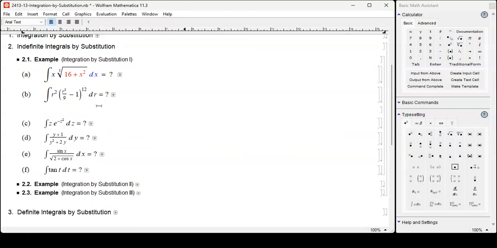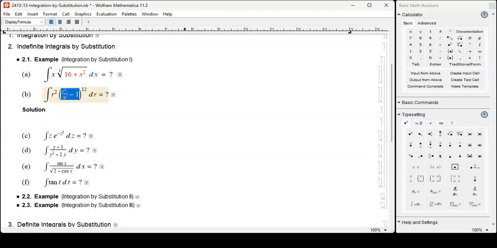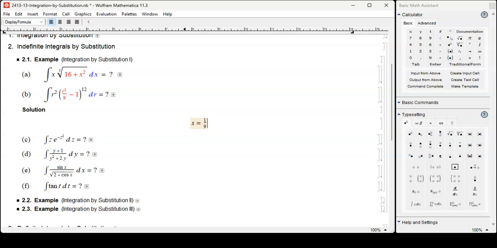Okay, how about the next problem here? Okay, that's the inside, and then we want to substitute this dr as well. So let's use, say, s is 1/9 r to the third power minus 1. Let's start from there. I could have selected any other character, but we have r, so I just went to the next character, s.